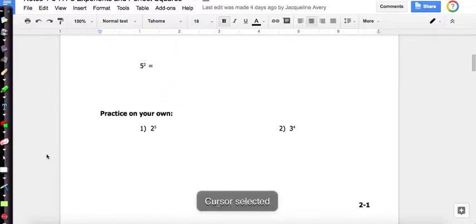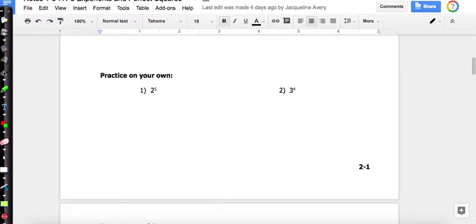So, if you paused the video, let's check your answers. So 2 to the 5th power, the 2 is the base, so 2 times 2 times 2 times 2 times 2. We know that 2 times 2 is 4, 4 times 2 is 8, 8 times 2 is 16, and 16 times 2 is 32.